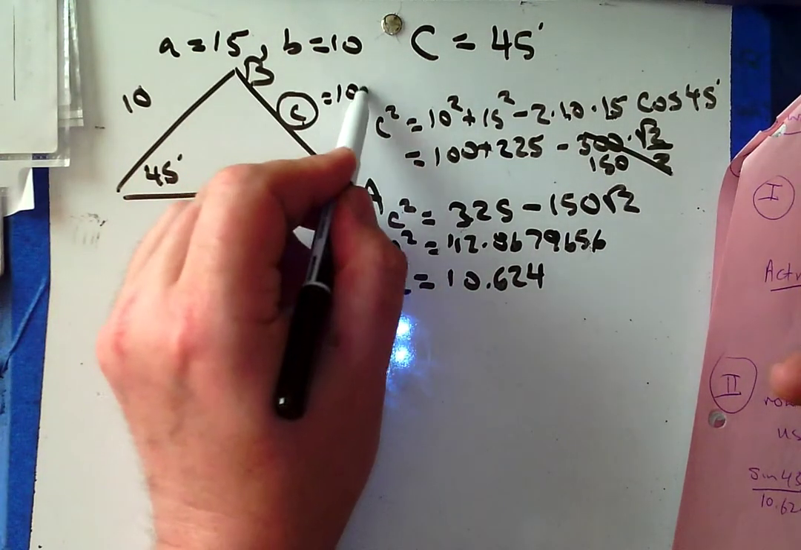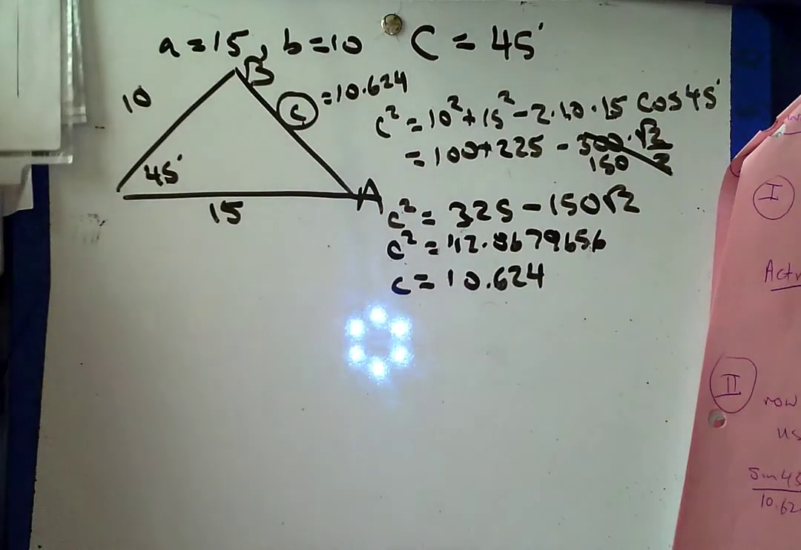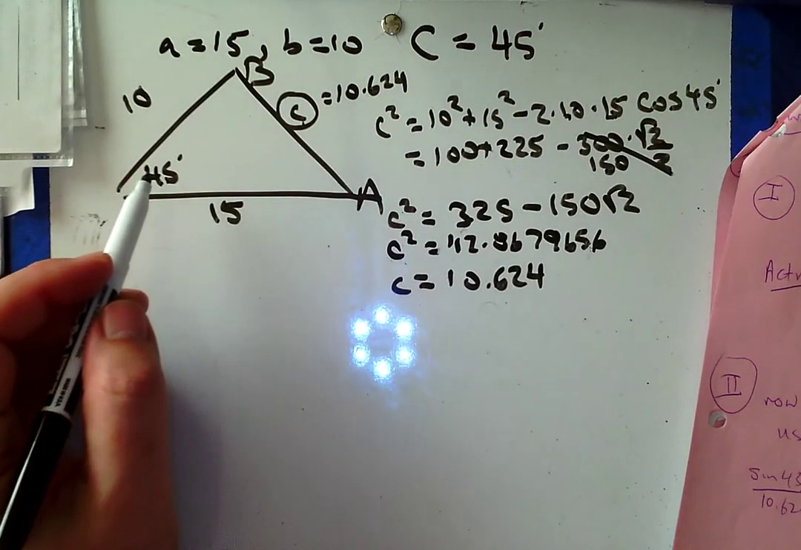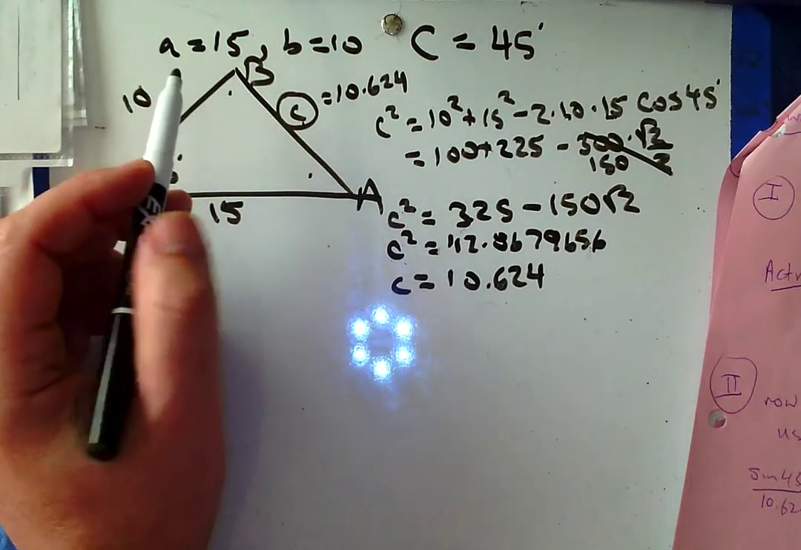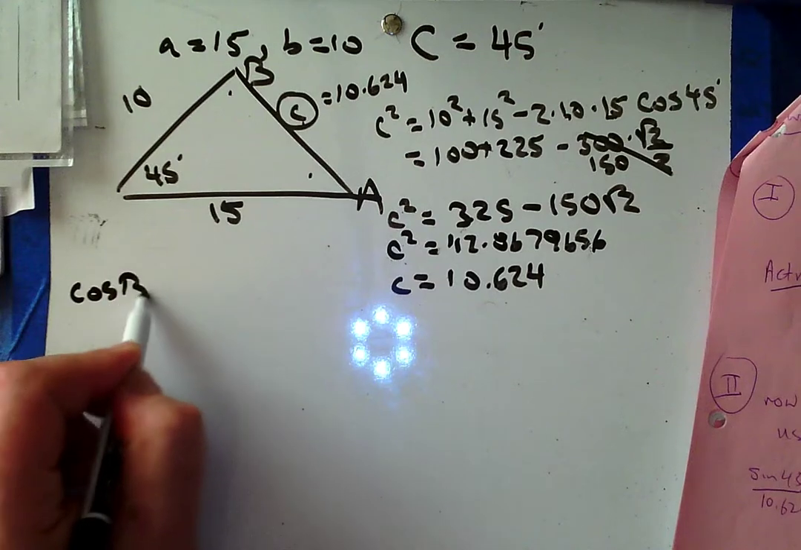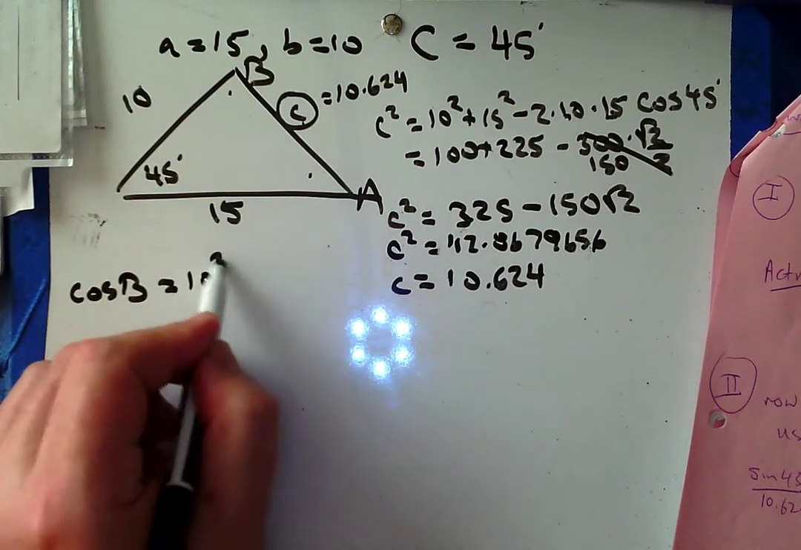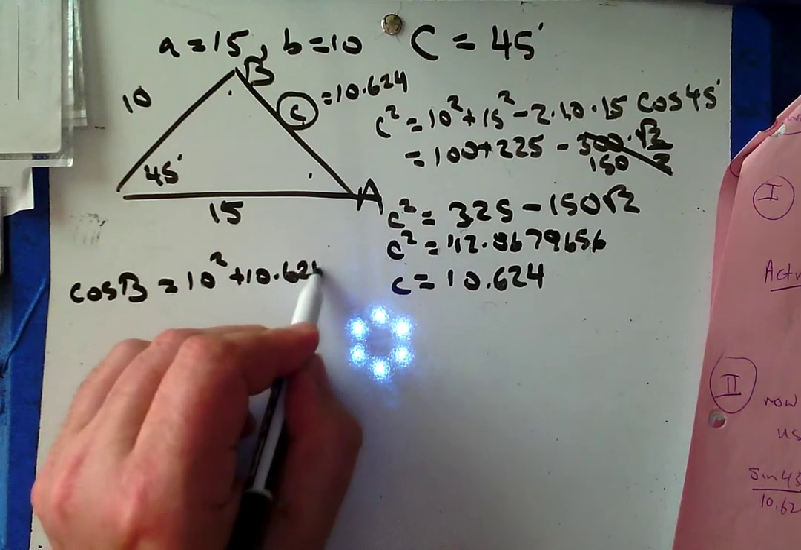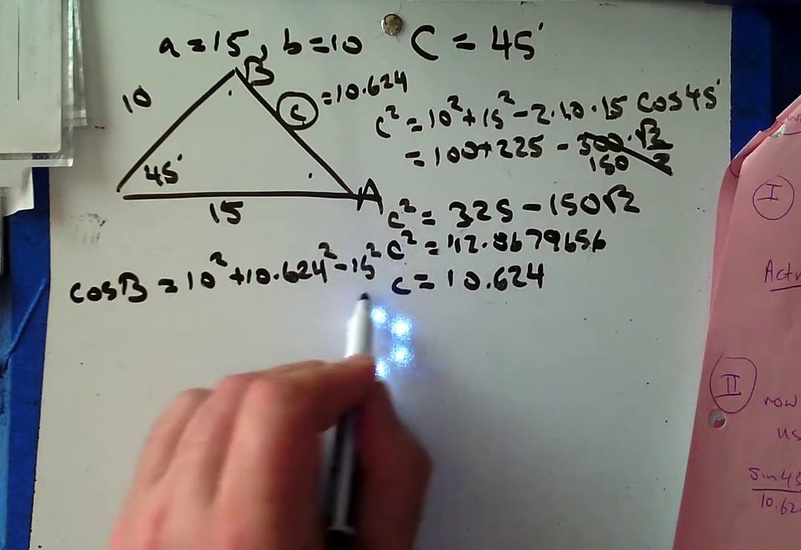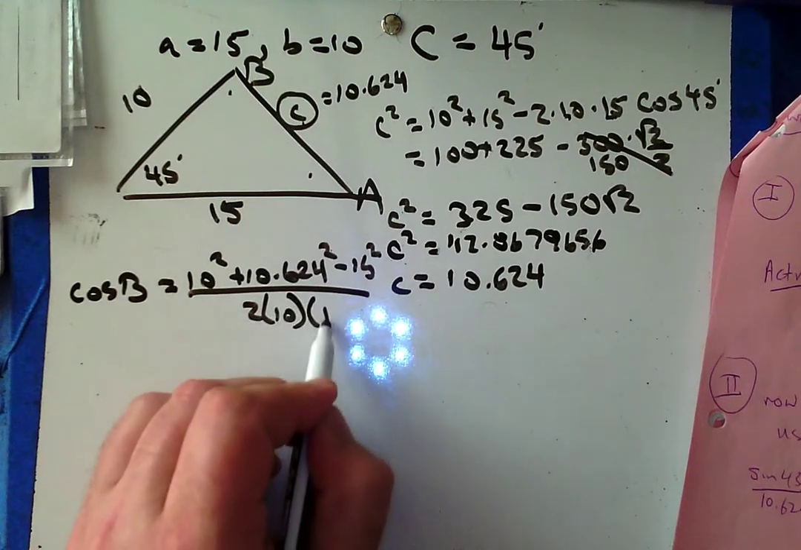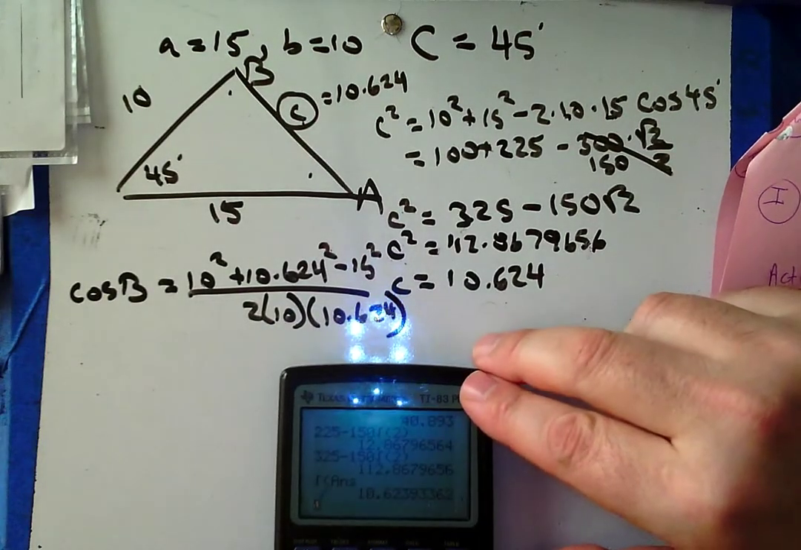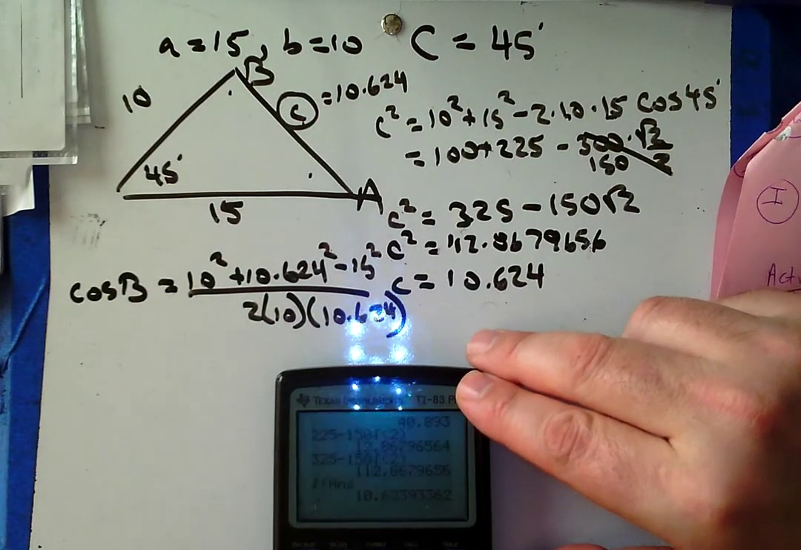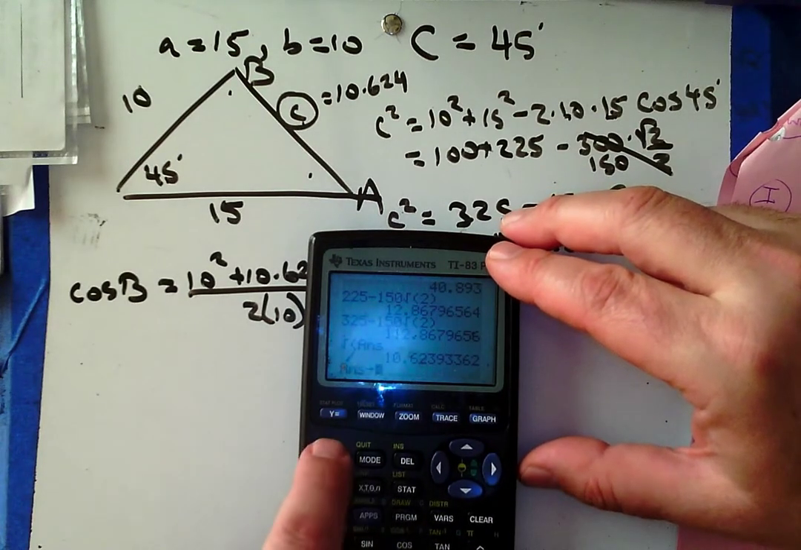Okay, let's finish this off with law of cosines, just so we know what the actual answers are supposed to be. We can find this one next or this one next. So we know that cosine B would be 10 squared plus 10.624 squared minus 15 squared over 2 times 10 times 10.624. Okay, and this time I really want this 10.624 number as my x, so I'm going to store that answer.